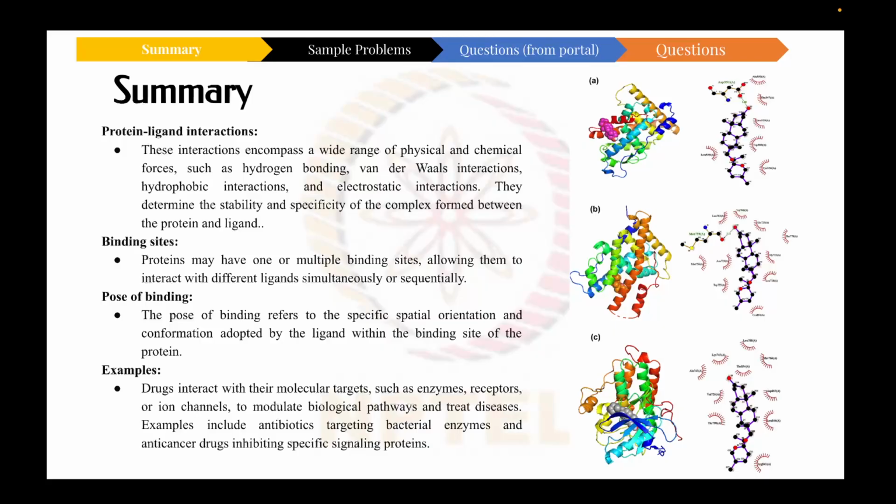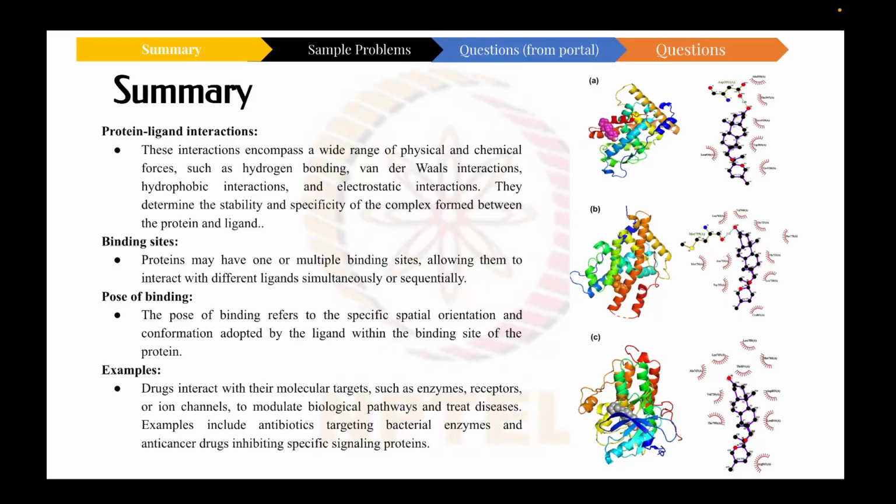Examples include, in the central nervous system, neurotransmitters such as serotonin, dopamine, and acetylcholine bind to their respective receptors, initiating cellular response and neurotransmission. Hormones like insulin, estrogen, and adrenaline bind to their specific receptors in endocrine signaling pathways, regulating physiological processes such as metabolism, reproduction, and stress response.